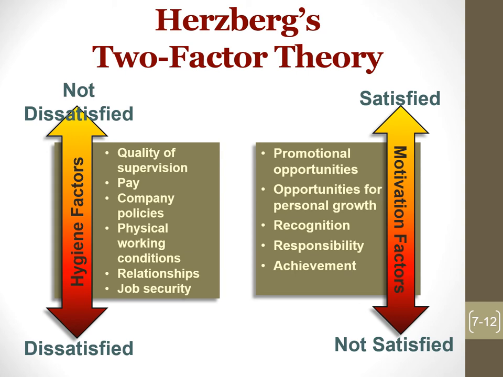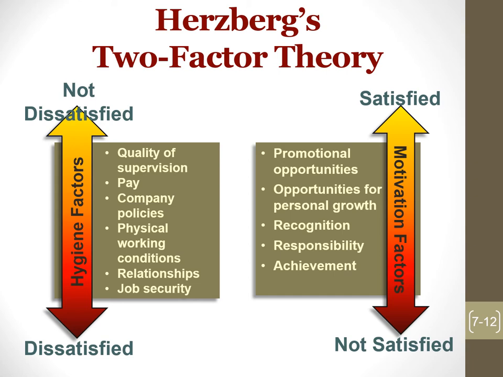The third theory is Herzberg's two-factor theory, or motivation-hygiene theory. Herzberg divided motivation into two types: hygiene factors and motivation factors. Hygiene factors are the basic requirements for employees, like quality of supervision, pay, company policies, physical working conditions, relationships, and job security. The other group is motivation factors, like promotional opportunities, personal growth, recognition, responsibility, and achievement.